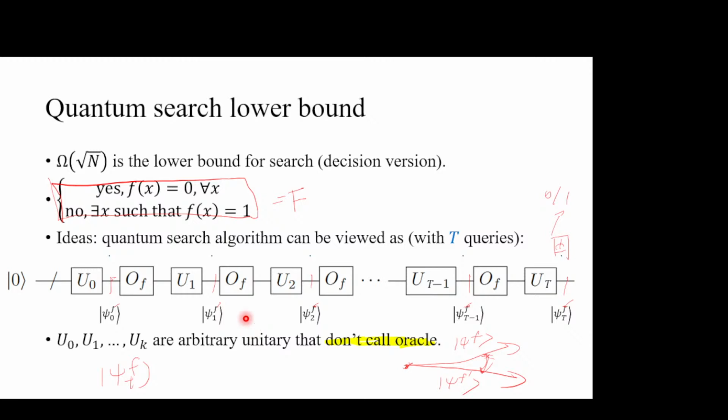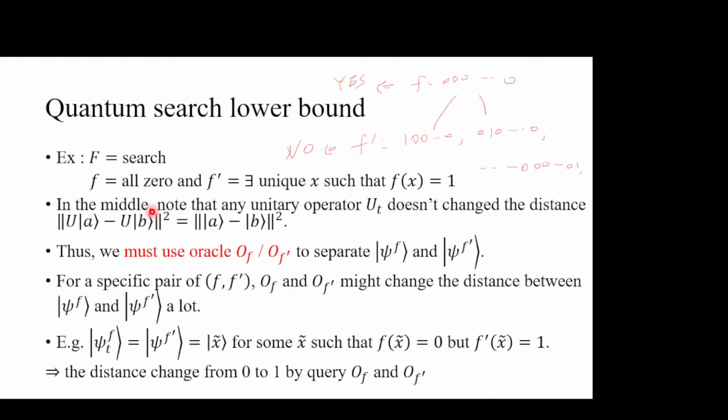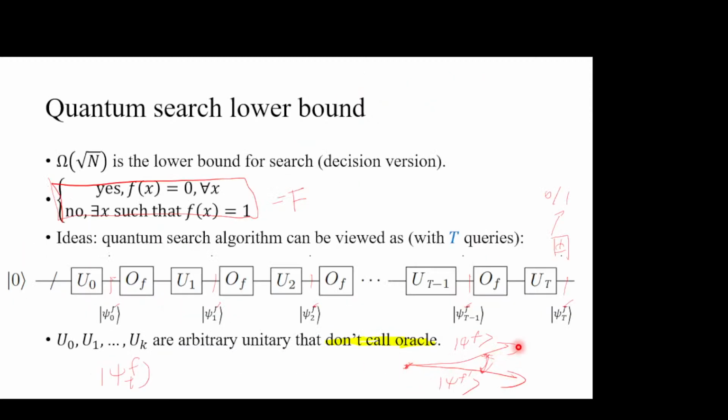So as we say here, U doesn't change the distance, so it must be those O f or O f prime that will separate your psi f and psi f prime. We know that you start with distance 0 and you end up with some constant distance. Then if each O f doesn't increase the distance too much, we need a lot of O f to get the distance separated far enough. Okay, so that's the idea.